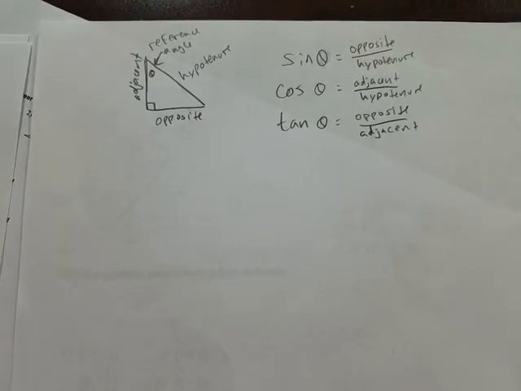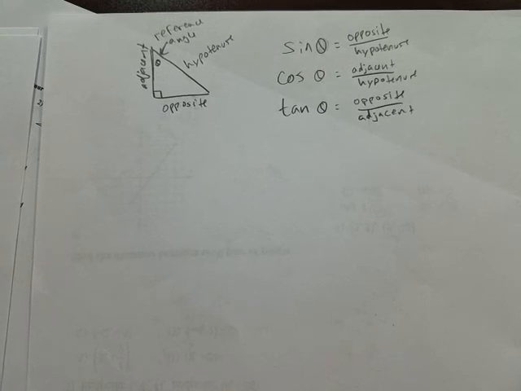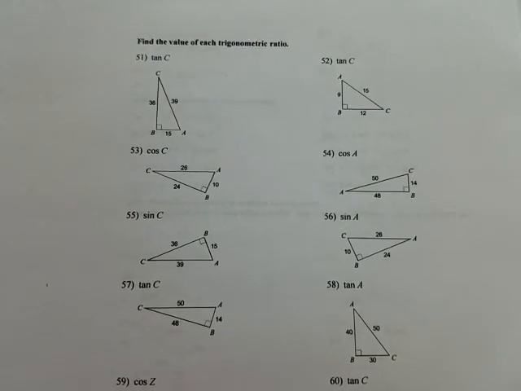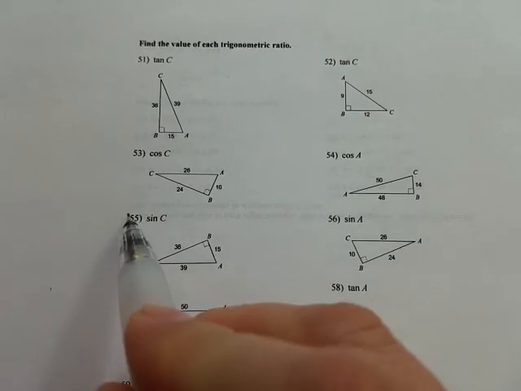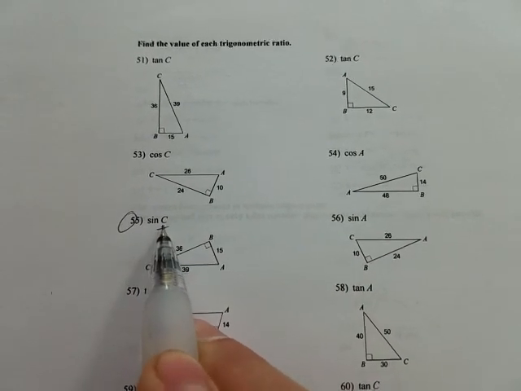Then look at your trig functions. Sine is opposite over hypotenuse, cosine is adjacent over hypotenuse, tangent is opposite over adjacent. So on our problems, it's asking us what is this ratio. Say problem 55 says sine of c. Now c is going to be our reference angle.